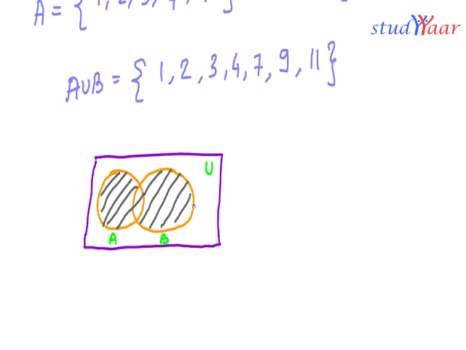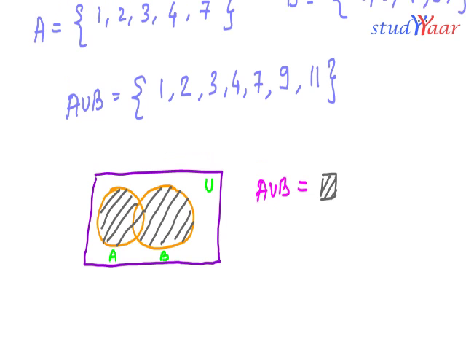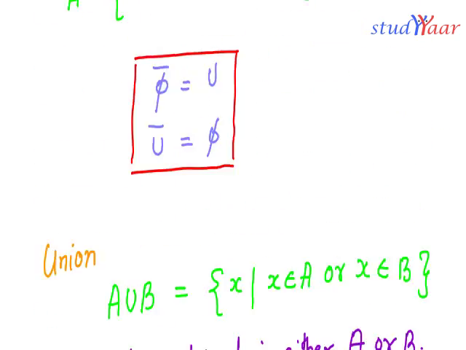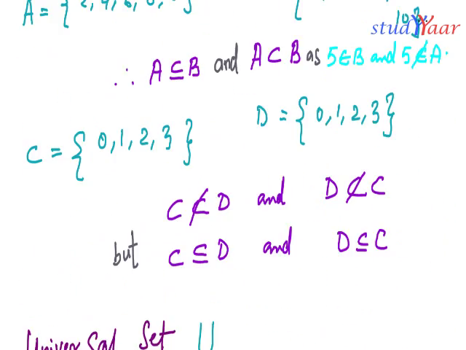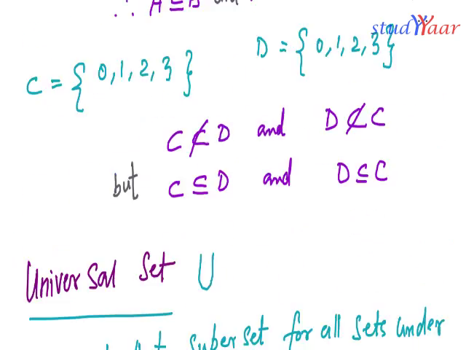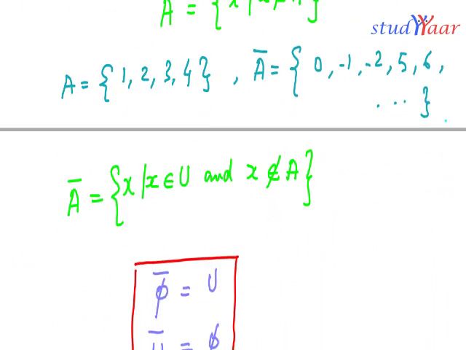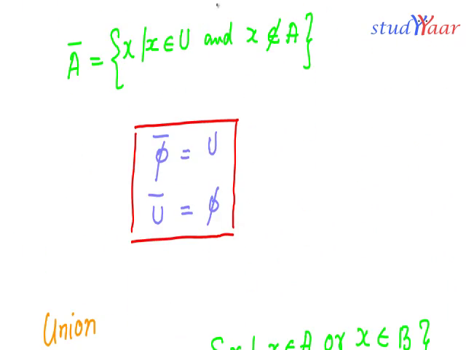So A union B is the shaded region. It is this shaded region. The same thing you can also use in a complement. Where did our complement go? Yeah, this is your complement. You can represent a complement in a Venn diagram as well.